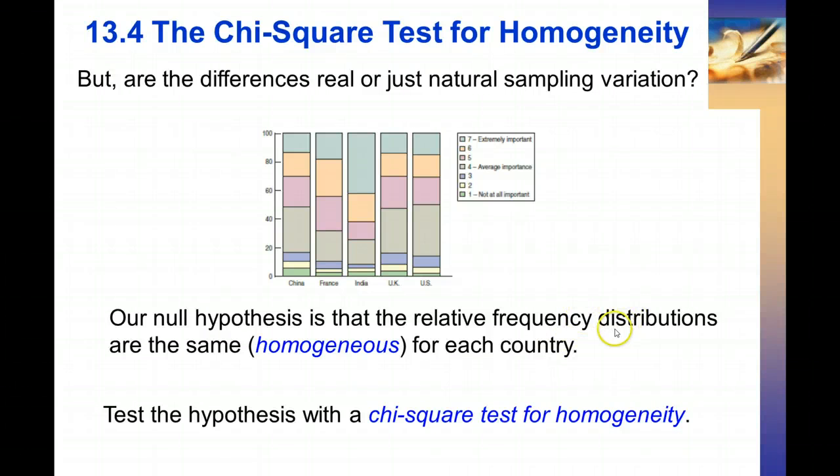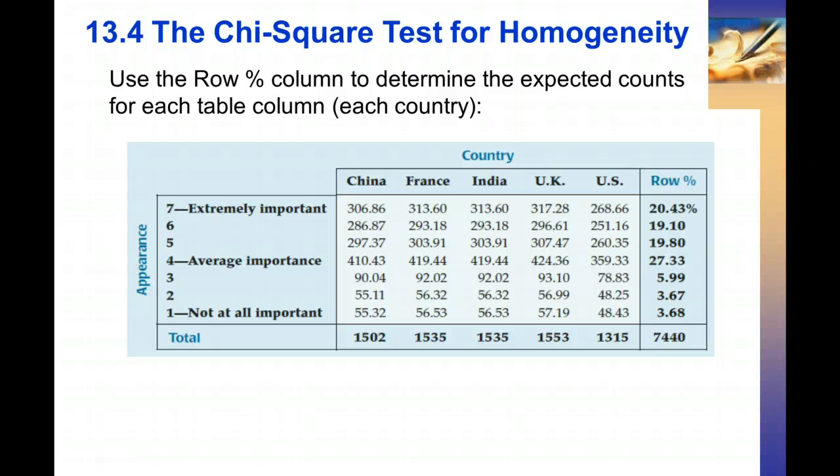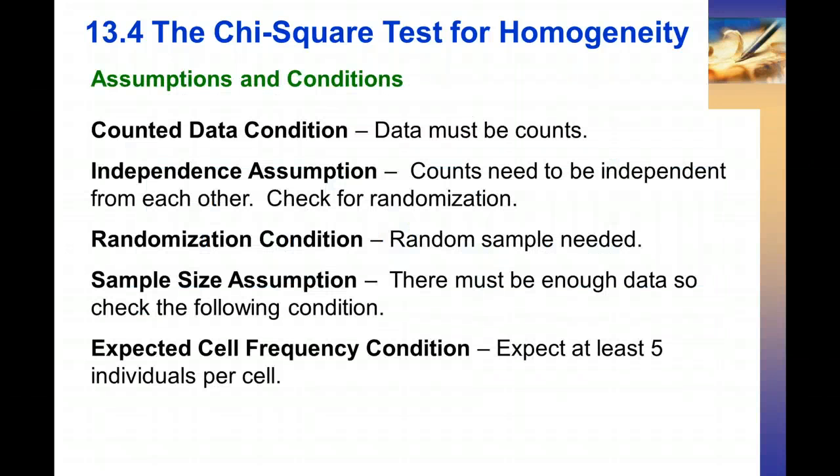Alright, so our null hypothesis is going to be that the relative frequency distributions are the same. That is, the groups are homogeneous. And the chi-square test will perform the mathematical analysis on that. Alright. The assumptions for chi-square test for homogeneity: the count data must be counted, must be independent, must be random. Sample size must match, must be enough data so that you can check the following condition, which is expect at least 5 individuals per cell, and this is based on your expectation.